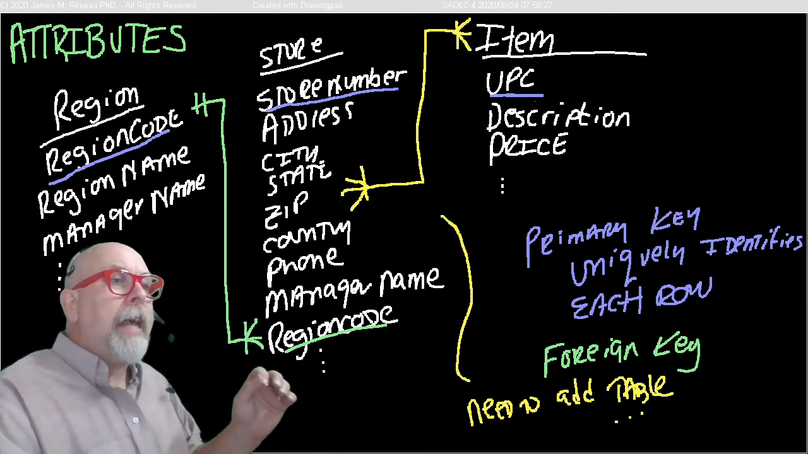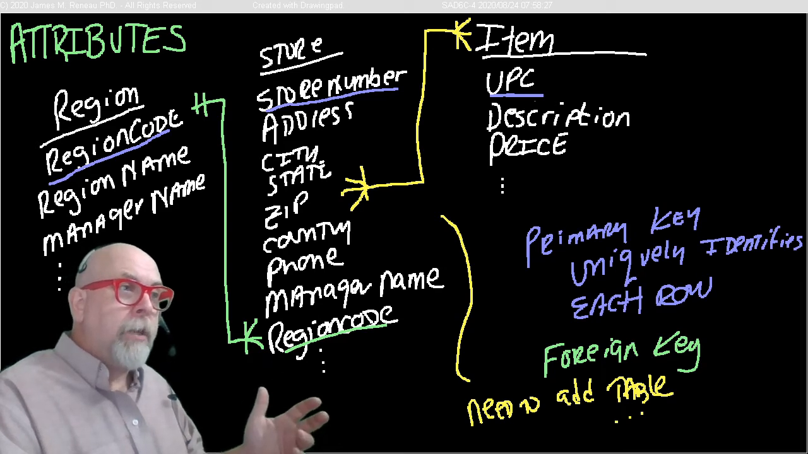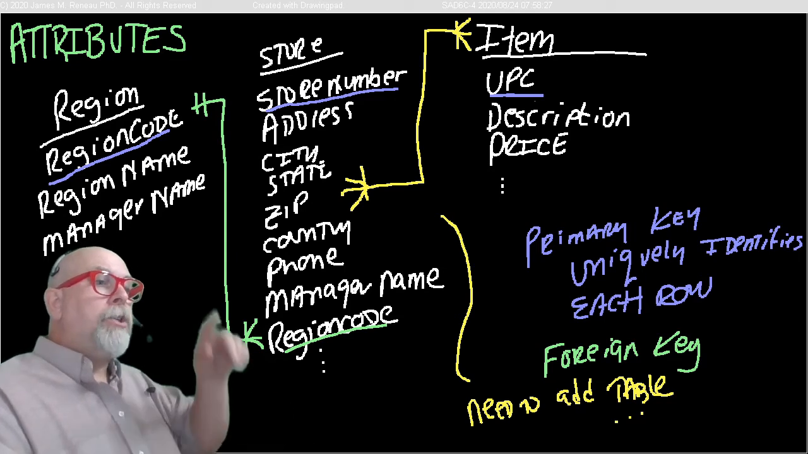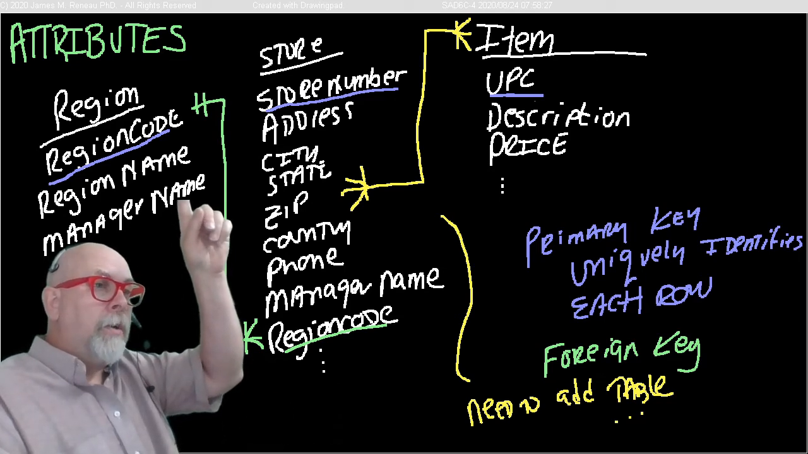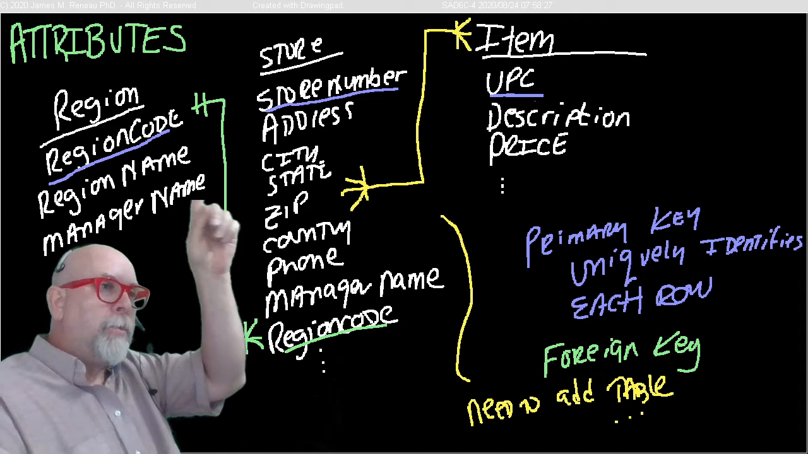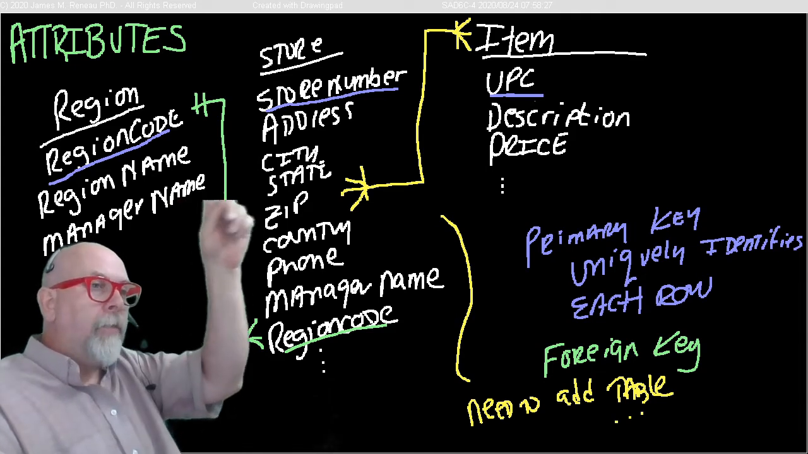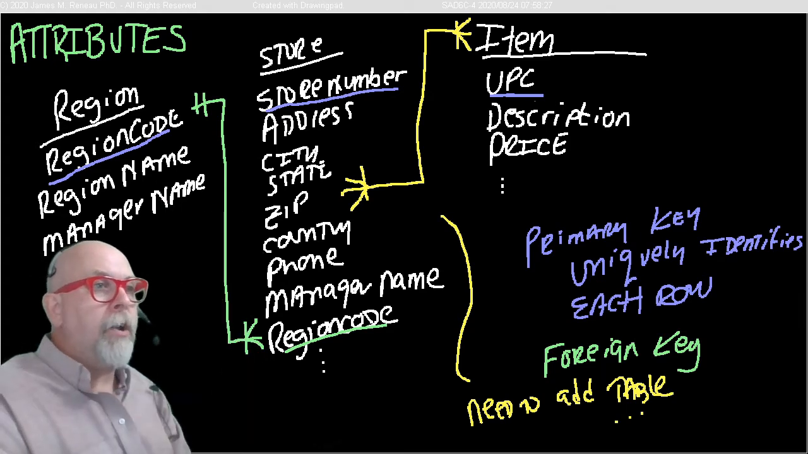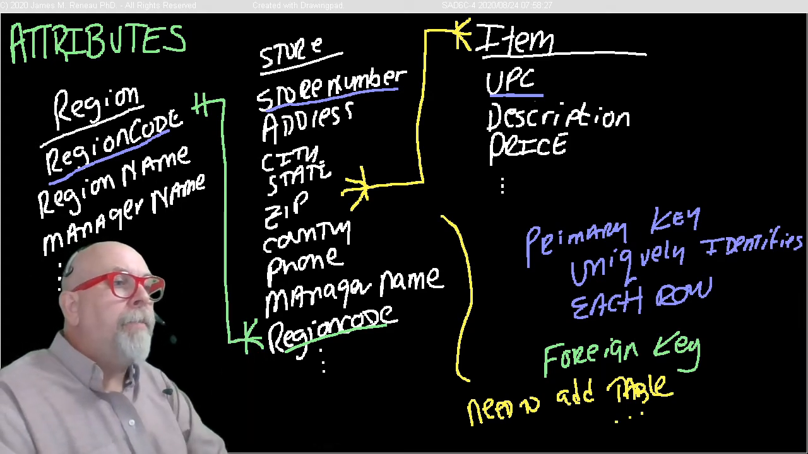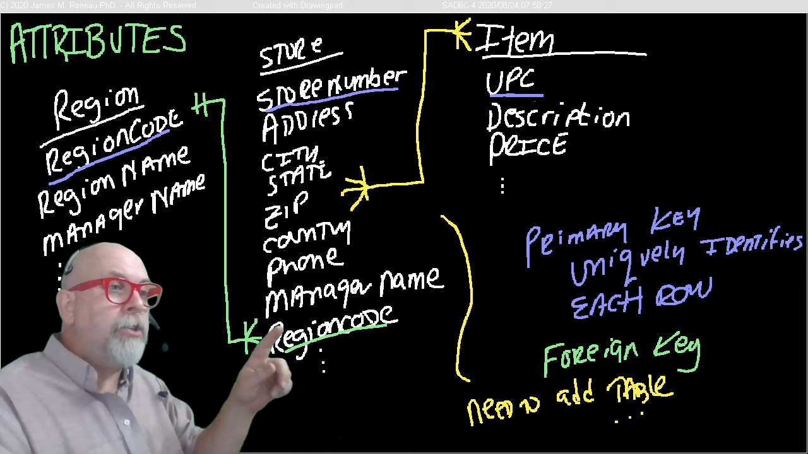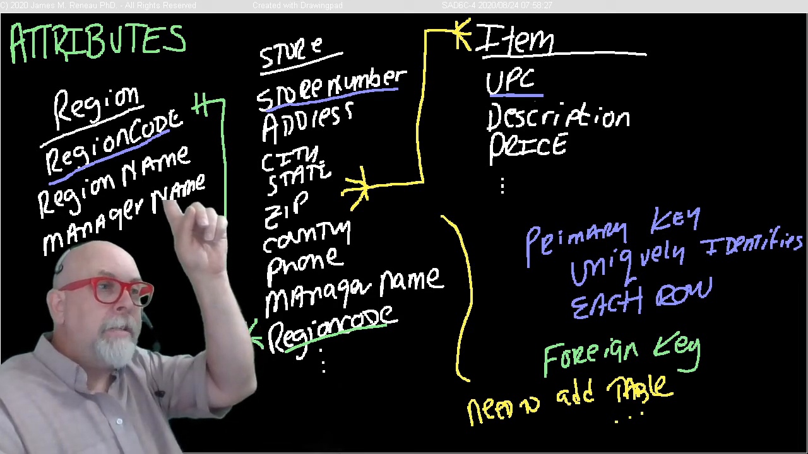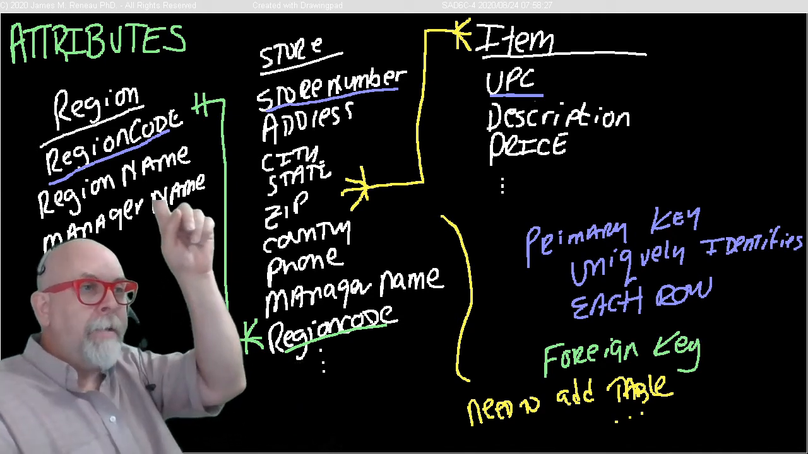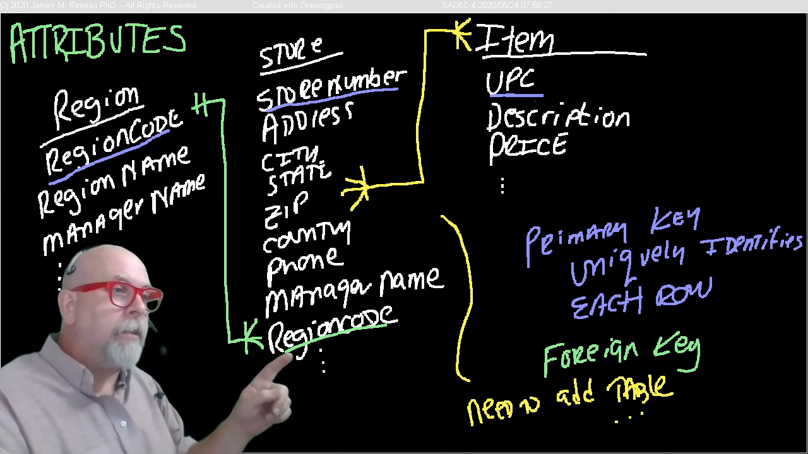Now, let's identify some relationships. Well, the relationships were on the previous diagram, and I'm going to show that the region code, the relationship between store and region would be a region has one or more stores and a store belongs to one and only one region. To implement that one-to-many relationship, we take the primary key of the one table and put it as the foreign key on the many table. So we take the primary key of the one table as a foreign key on the many table.